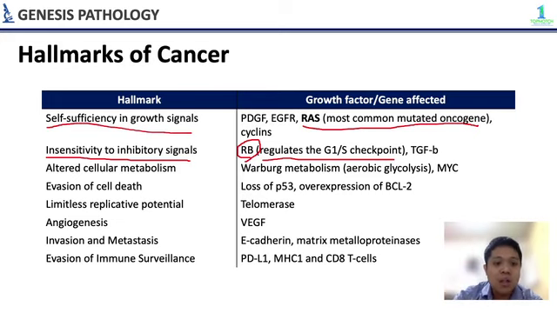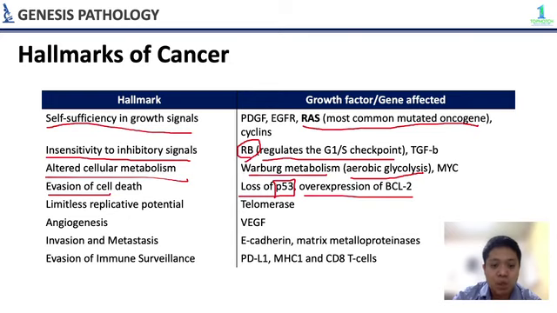You also have altered cellular metabolism, which is called the Warburg metabolism. So cancer cells use aerobic glycolysis to survive. You also have evasion of cell death by loss of P53, which is the guardian of the genome, or overexpression of BCL2, which is anti-apoptotic. Okay, you have limitless replicative potential using telomerase.